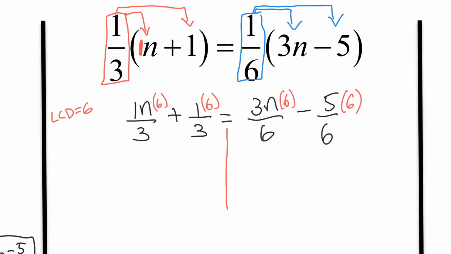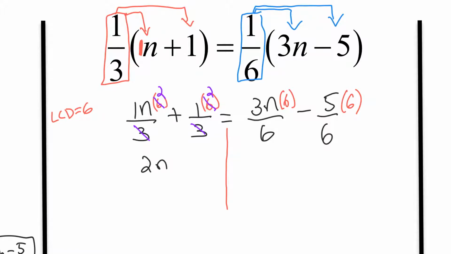So let's go ahead and cross simplify. Going back to the beginning right here, this denominator, 3 simplifies with the 6 by 2. So 3 goes into 6 2 times. I'm going to multiply 1n times 2, and that's going to be 2n. Then you guys cross simplify the 3 and the 6 again, and that's 2.